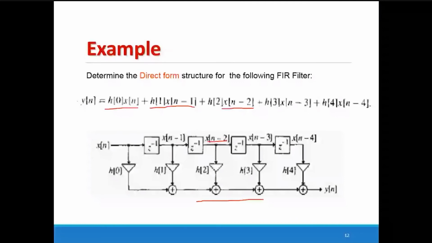So here you are applying the x of n. This is known as the direct form structure implementation of the FIR filter, which is very easy to understand as well as very easy to implement.